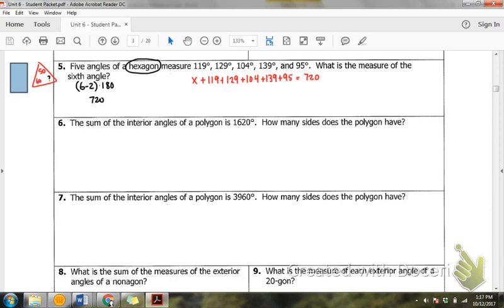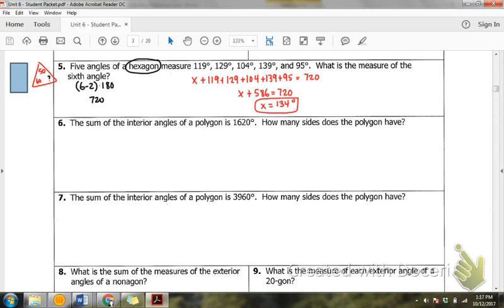I got 134. You got 134 after you added 5 angles together? Well, 5 angles, 586 is what I was looking for. Yeah, that's what I got. Okay, x plus 586 equals 720. Now Crystal, you said you got 134. Did anyone else get 134 for the missing angle? Sorry, that's the answer, not the 6th side. Okay, questions on number 5?